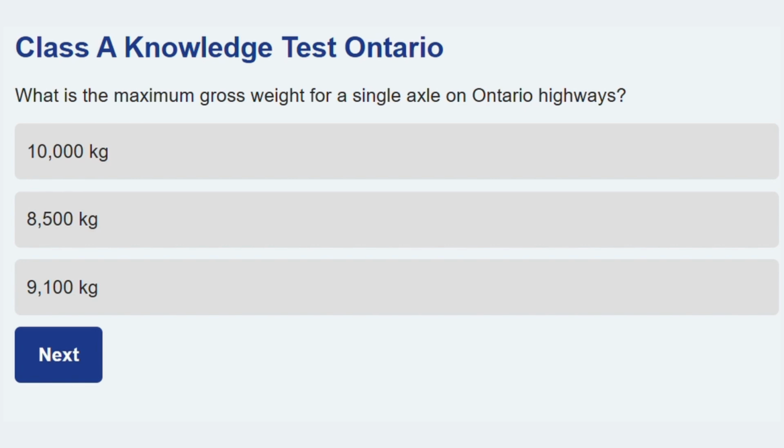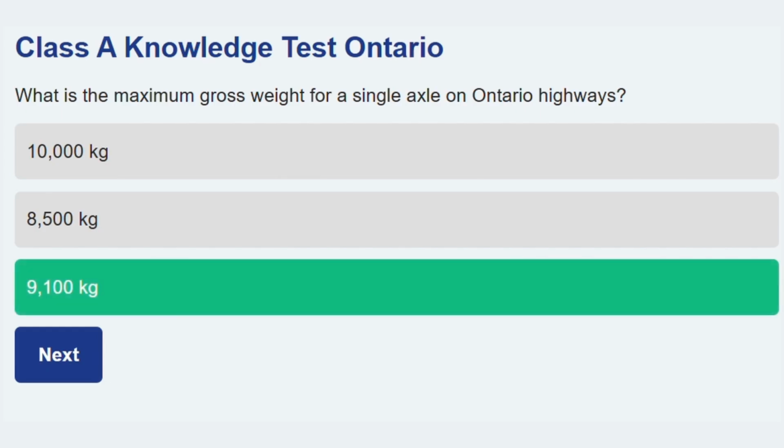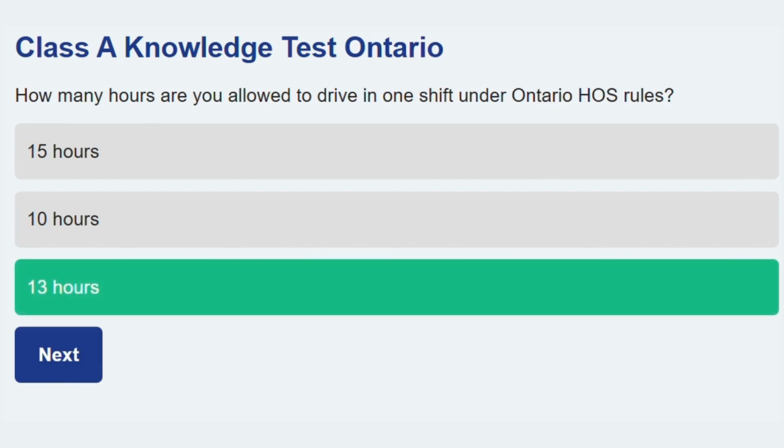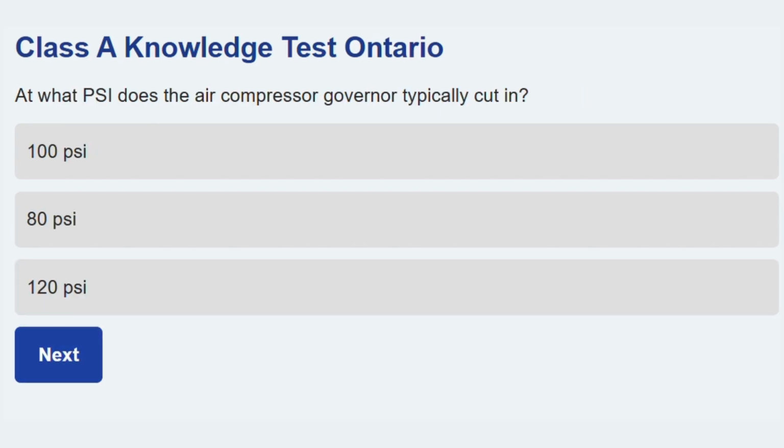Let's start. What is the maximum gross weight for a single axle on Ontario highways? 9,100 kilograms. This limit protects road surfaces from excessive wear. Moving on. How many hours are you allowed to drive in one shift under Ontario HOS rules? 13 hours. This ensures drivers take sufficient rest breaks.